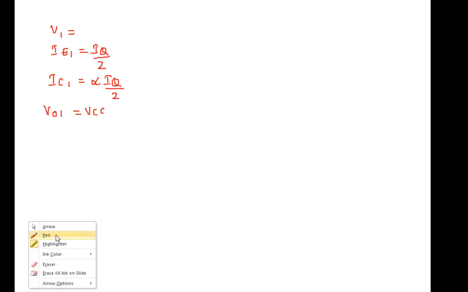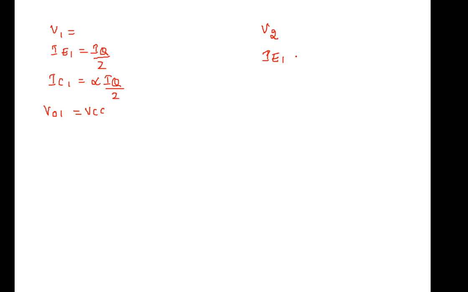Similarly for V2 also we have to do the same thing. So V2 is applied, IE1 becomes IQ by 2, IC1 becomes alpha IQ by 2, and V02 is VCC minus ICRC. Just substitute all the values.